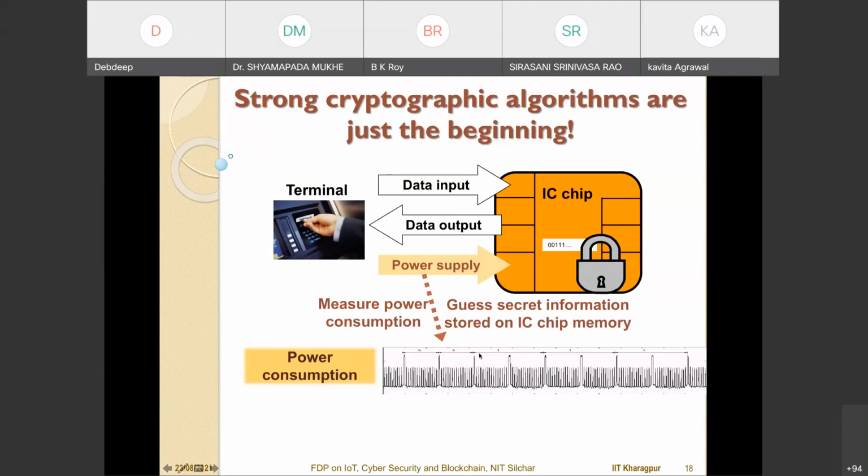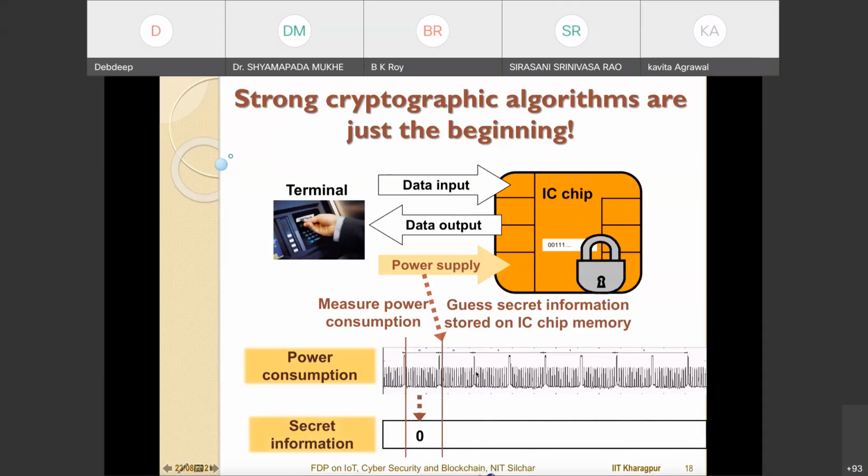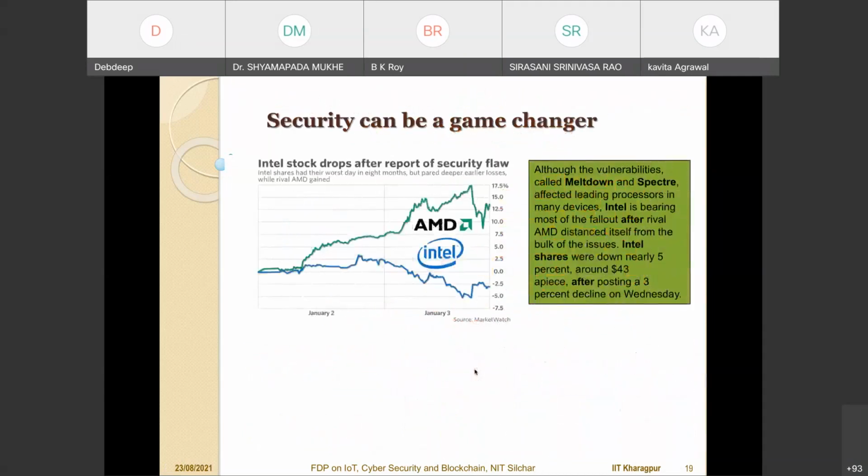So the computation that you are doing depends upon the underlying data that you are processing and the underlying operation that you are doing. If you are not taking care of your implementation, this often leads to straightforward reading of the secret key. The thin spikes correspond to, say, zeros, and the broad spikes correspond to ones, and therefore a knowledgeable attacker can just observe this trace and directly obtain your secret key. Therefore, you need protections, and security can indeed be a game changer.